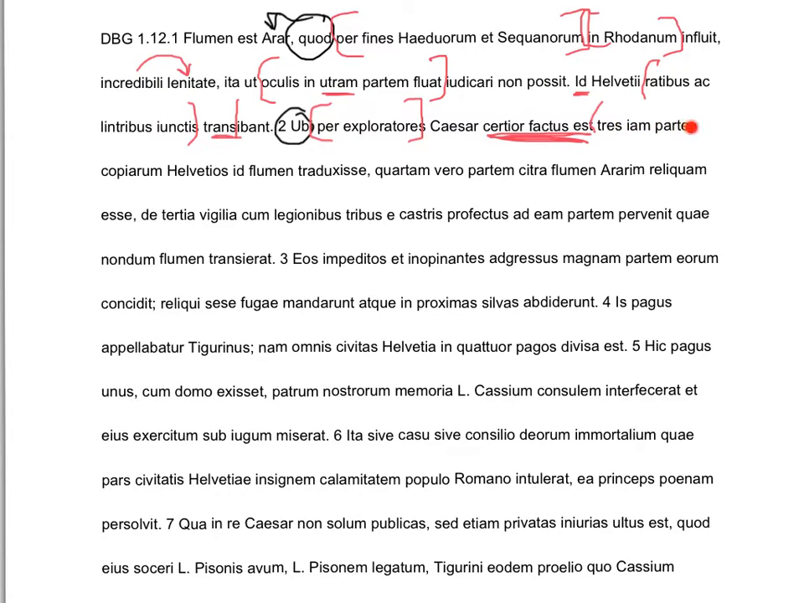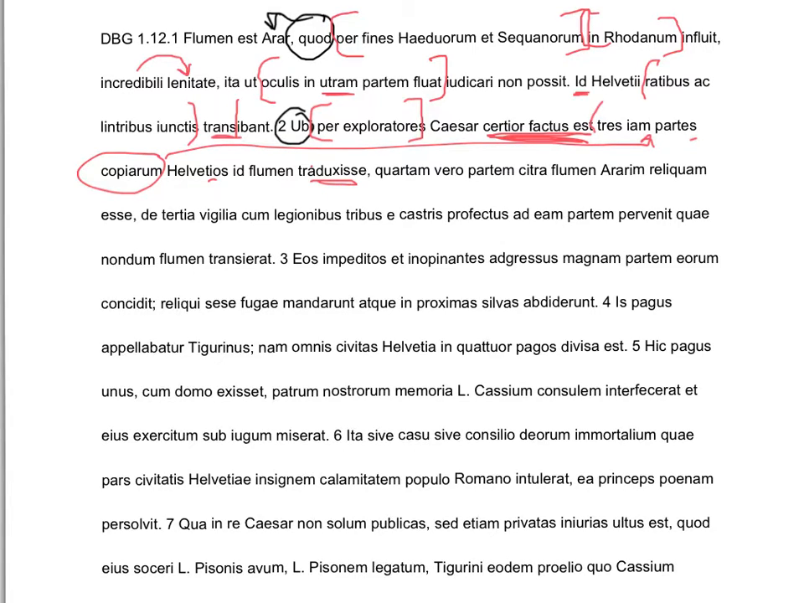So we've got tres iam partes copiarum, which talks about the three parts. Notice this is accusative, but since it's indirect statement, we have yet to figure out if it is the subject of the indirect statement or if it is the direct object of the indirect statement. We just know that we've got three parts of the troops. Helvetios, oh look, there's another accusative. You can't have two accusatives in a row that are not connected unless one of them is a subject and the other is the direct object. So most likely the Helvetians have done something to the three parts of their troops. Id flumen traduxisse. Oh, there it is. Here is the verb of the indirect statement, traduxisse. So far, Caesar found out that the Helvetians had led across that river, and what did they lead across? Tres iam partes copiarum. So that is part of the indirect statement there.